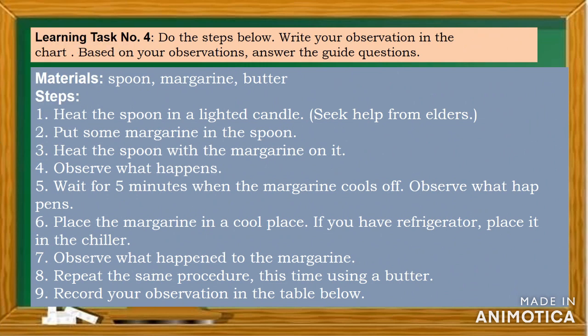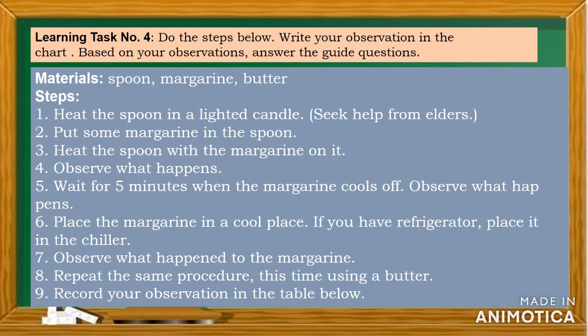In learning task number 4, we have here, do the steps below. Write your observation in the chart. Based on your observation, answer the guide questions. We have here the materials: the spoon, margarine, and butter. Steps. Number 1. Heat the spoon in a lighted candle. Seek help from elders.